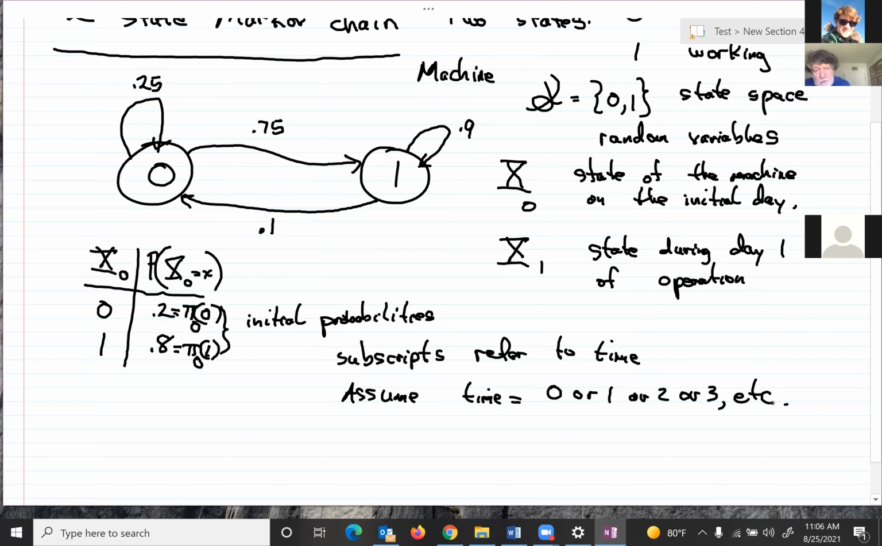So we're not going to assume that time is continuous, as it actually is. We're going to assume that we're looking at this machine initially, the first time we see it, day 1, day 2, day 3, it's going up by days. Okay, so that's how we're thinking of time. So this would be time equals 0, which is the initial time.